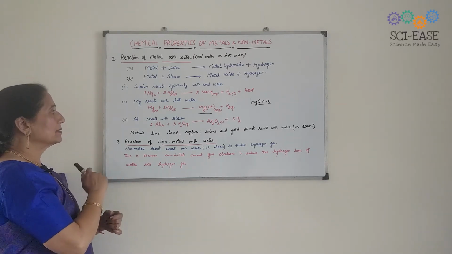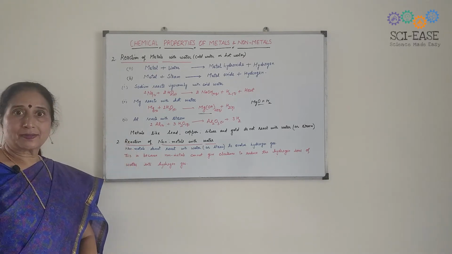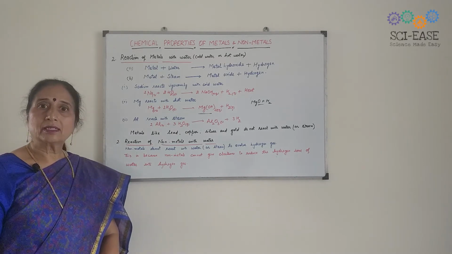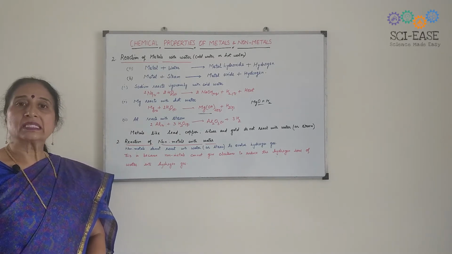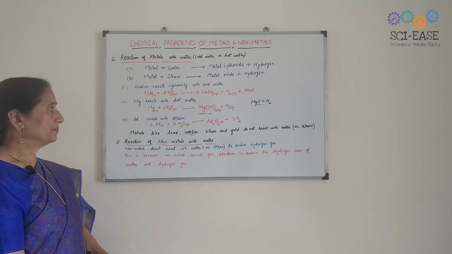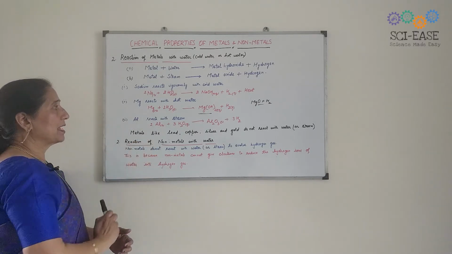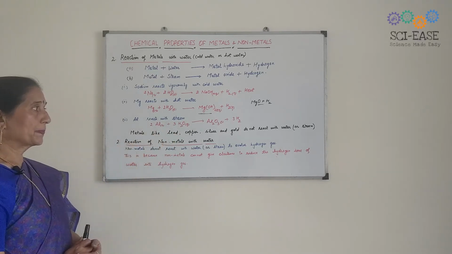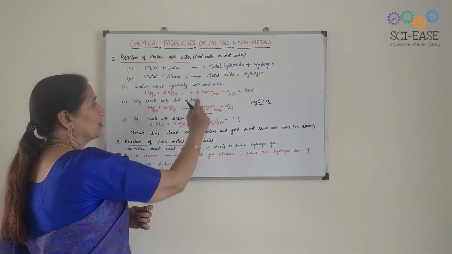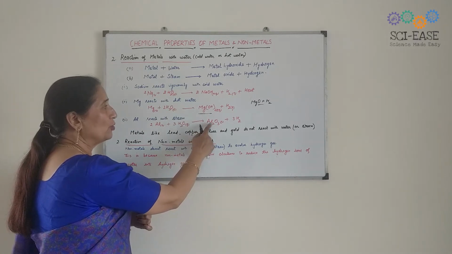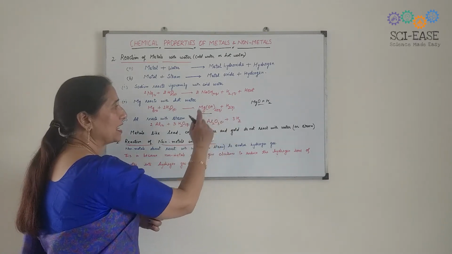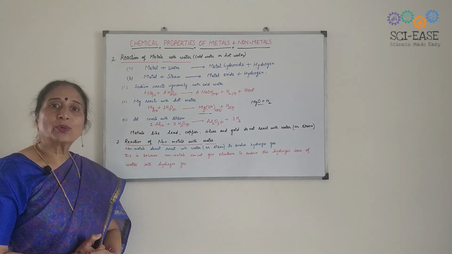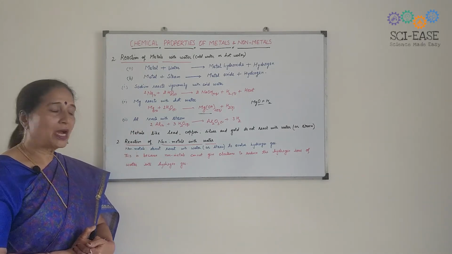Now next is some metals. They can react with steam, like aluminium, zinc, iron. I have given this example, reaction of steam with aluminium. This will result in the formation of metal oxide. Aluminium oxide will be formed and hydrogen gas will be liberated. In the same way, you can give reaction with zinc or iron.